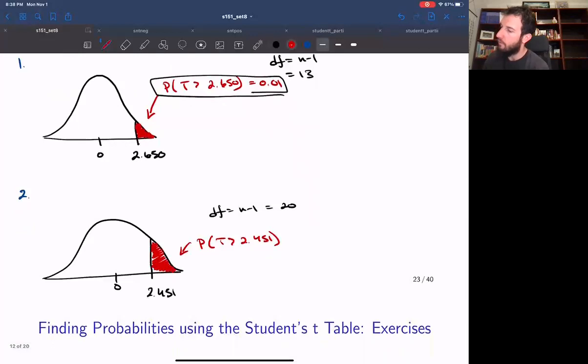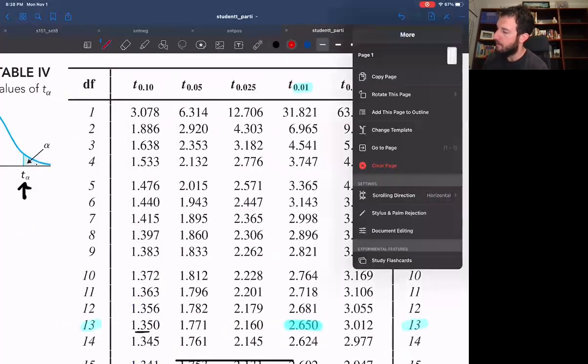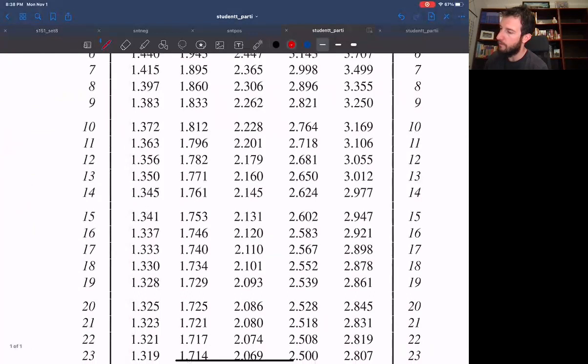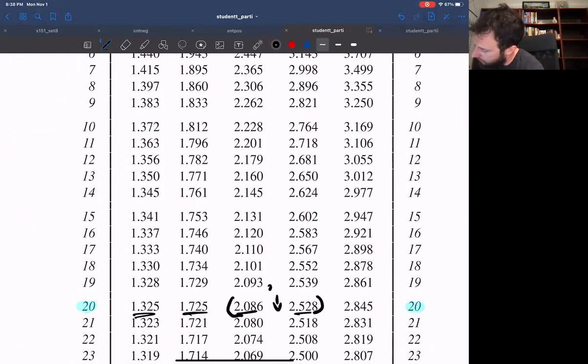All right, so we go to our student t table. We have 20 degrees of freedom. Our value is 2.451, so we scroll across the line. 2.451 is bigger than 1.325. 2.451 is bigger than 1.772. 2.451 is bigger than 2.086. 2.451 is smaller than 2.582. So we are in between these two numbers here.